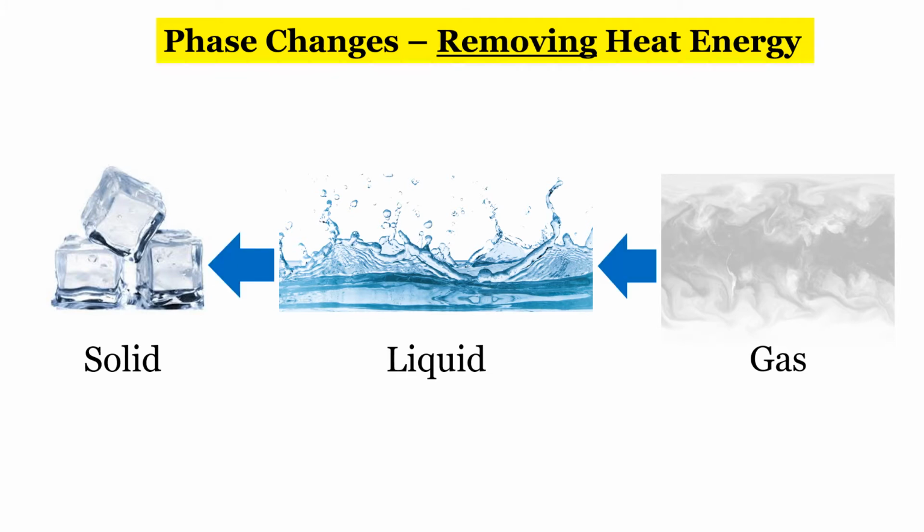When we remove heat energy, we're essentially reversing the process. So we're taking our water vapor and turning it into a liquid, which is called condensing. And then when we go from a liquid to a solid, we call that freezing. So hopefully all of these terms you're somewhat familiar with, and now you can associate those with the various phase changes.